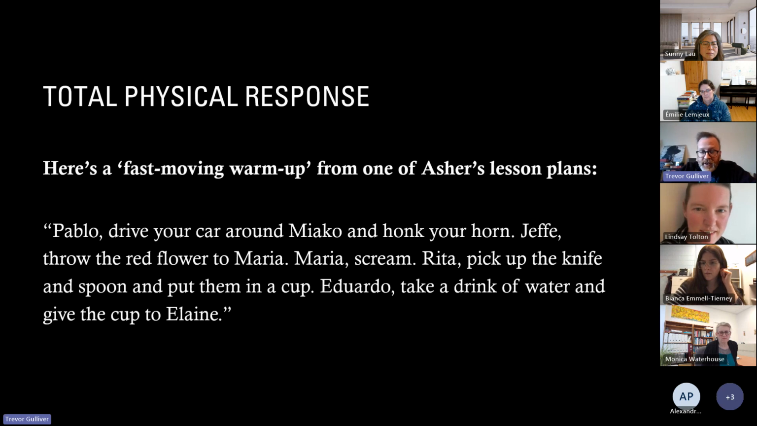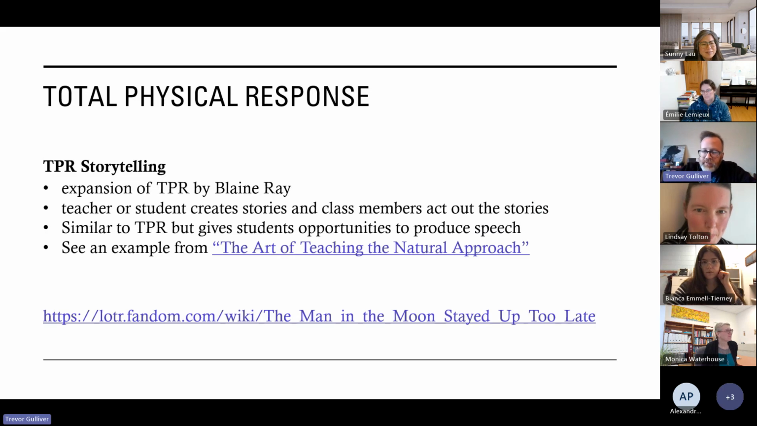It's chaotic. Sounds like a lot of fun. There's also, built on TPR, a TPR storytelling method, which in some ways extends TPR quite nicely, I think, and it gives students opportunities to produce speech. In this TPR storytelling method, the students take a script and one person might read it while the other students mime or act out the story that they're reading.